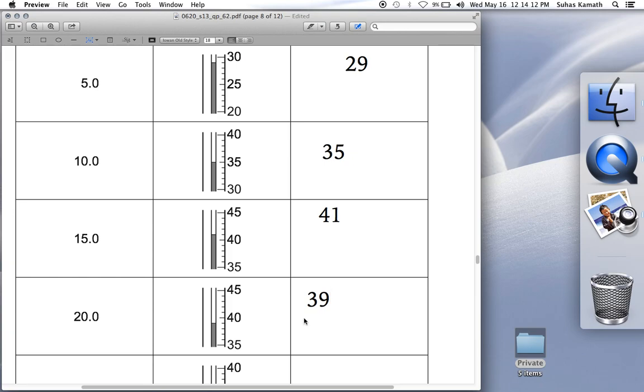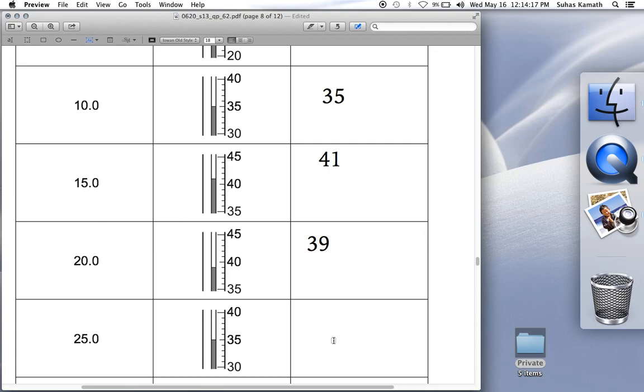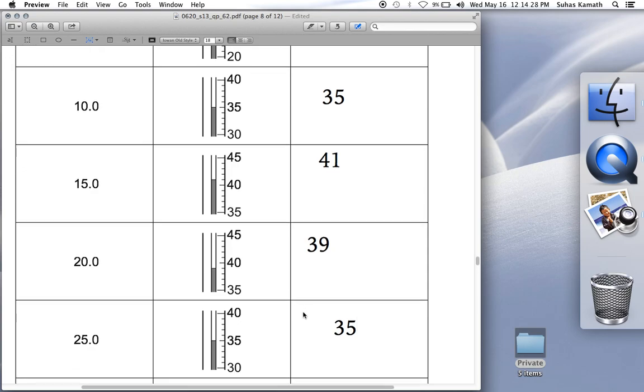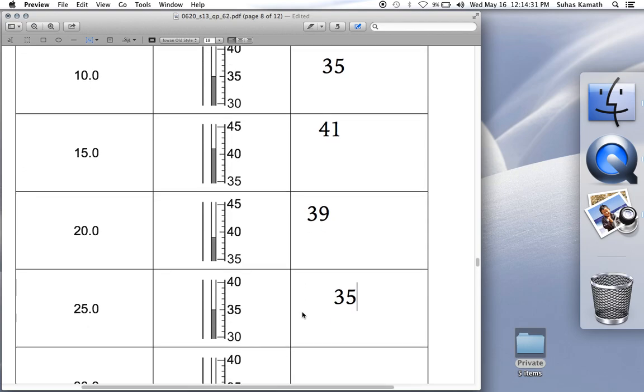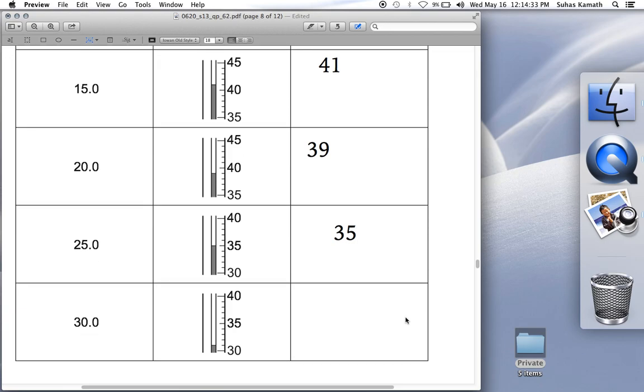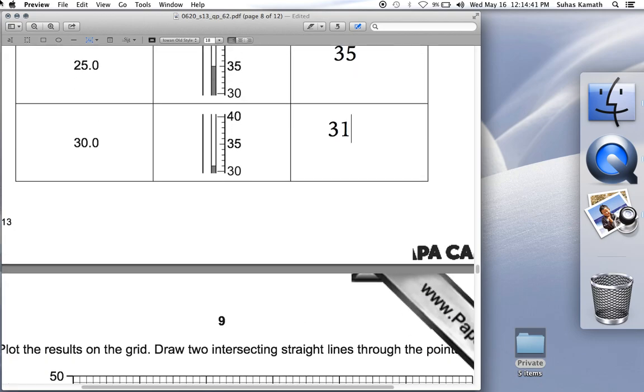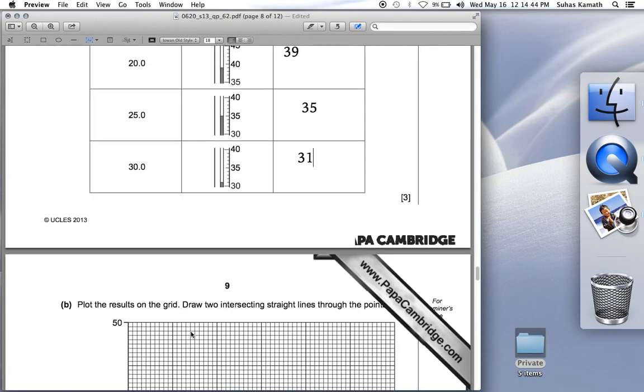You see, while talking to you, I finished more than half of the volumes. Now the temperatures. The temperature is not increasing. By the way, it's decreasing because it indicates that the reaction has finished when 15 cm³ was added. I can bet my fingers that they'll ask you to draw a graph on the next page. You don't believe me? See? Plot the results on the grid. Draw 2 intersecting straight lines to the point.